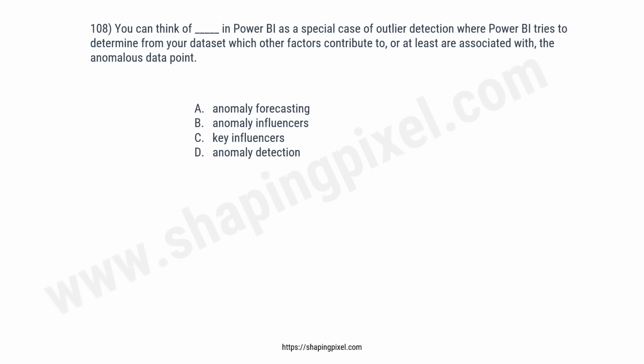Question number 108. You can think of dash in Power BI as a special case of outlier detection where Power BI tries to determine from your dataset which other factors contribute to, or at least are associated with, the anomaly's data point. We have four options: anomaly forecasting, anomaly influencers, key influencers, anomaly detection. So the right answer here is option D, anomaly detection.